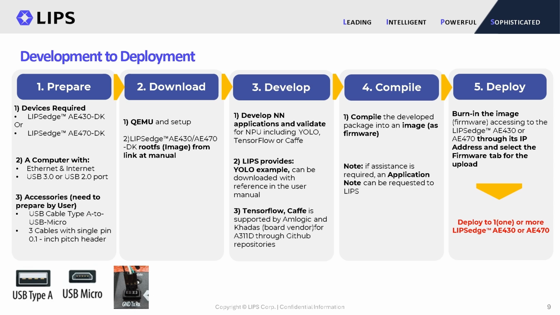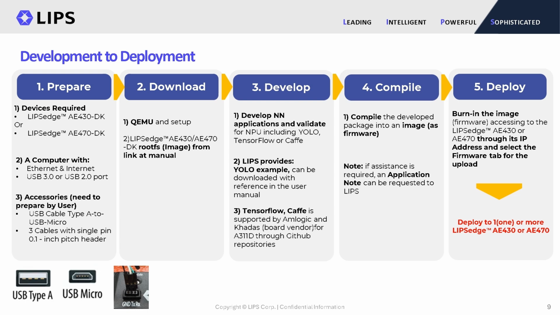So let's present how you would achieve the development to the deployment. 1. Preparations. Devices required include the LIPSedge AE430DK or the LIPSedge AE470DK. A computer with Ethernet and Internet, USB 3.0 or USB 2.0 ports. Accessories including a USB cable type A to USB micro and 3 cables with single-pin 0.1-inch pitch header. Second, download the latest QEMU and do the setup. Also download the image for the LIPSedge AE430DK or the AE470DK root FS from the link in the manual.